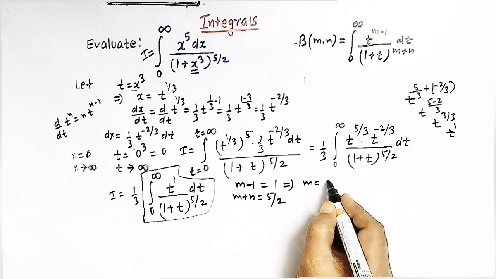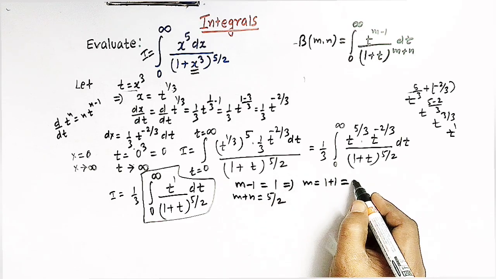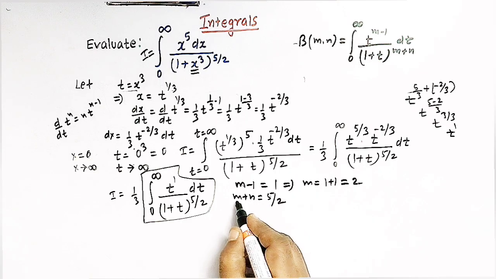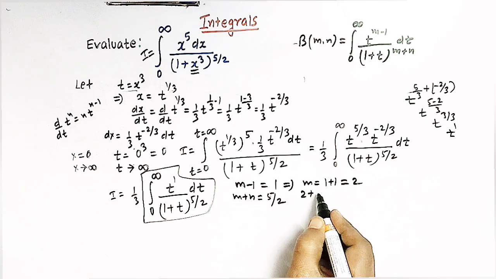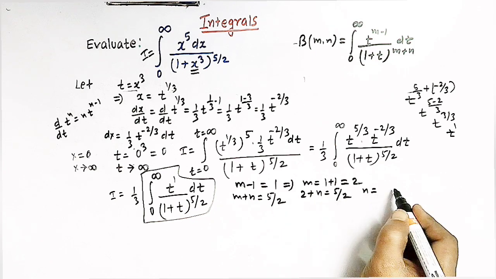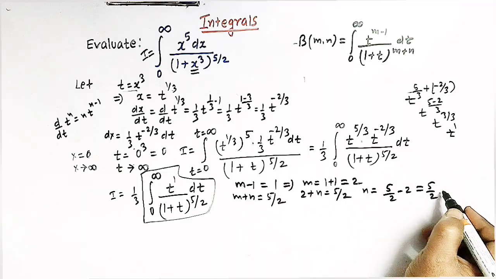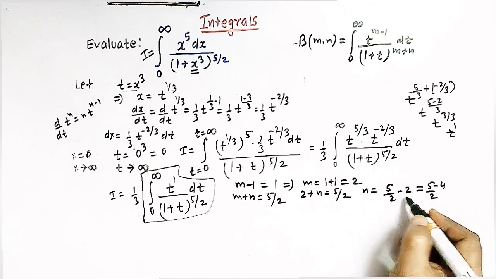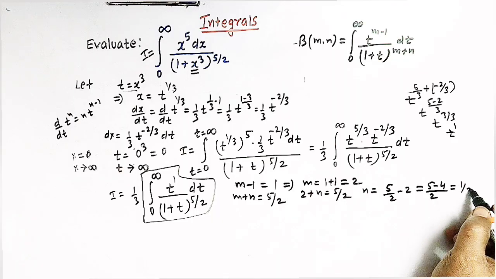So we have m is equal to 1 plus 1, taking minus 1 to the right hand side. So we have 2, and then taking m is equal to 2 in this equation, we have 2 plus n is equal to 5 over 2. So n is 5 over 2 minus 2, that is 5 over 2. This is 4, and 5 minus 4 is 1. So we have 1 over 2.